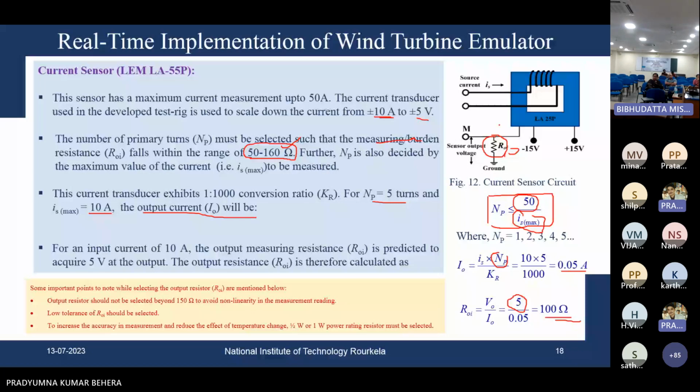The current sensor circuit diagram is shown here. Here we can see the input supply required for this current sensor is plus 15 and minus 15 volt. That we will discuss in later slides, the design of these regulated power supplies.